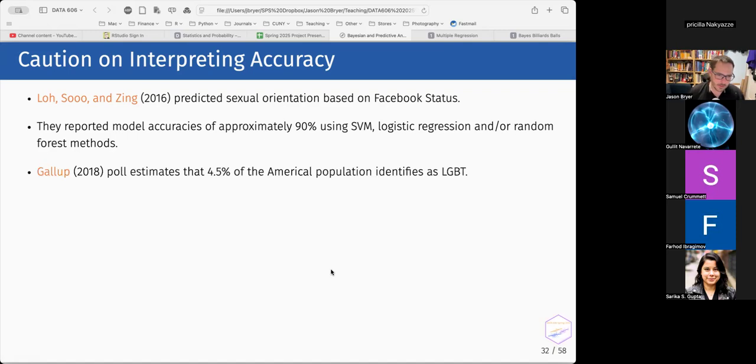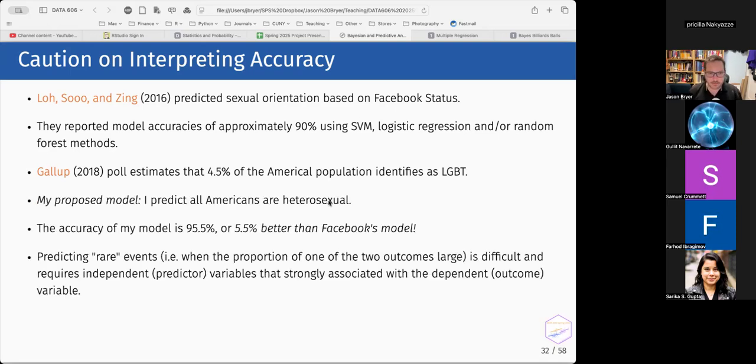But I went around at that time, and I think I read this in 2018, and so I said, let me check Gallup. I remember noticing a Gallup poll, and it said that at least at that time, 4.5% of people identified as LGBTQ plus, which means 95.5% identified as heterosexual. So I'm like, great, here's my model, I'm just going to predict everybody's heterosexual. My model accuracy is 5.5% better than Facebook's, right?